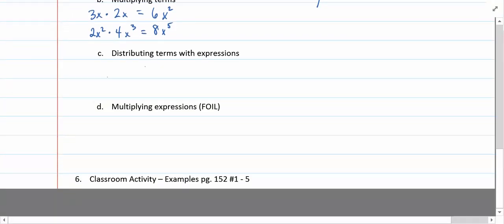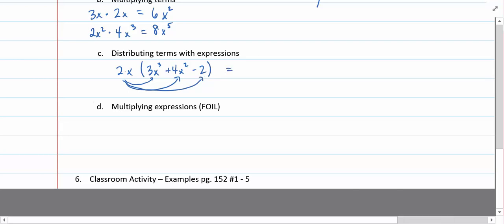We can distribute in case we run into larger problems. So let's say a 2x monomial needs to be multiplied by a trinomial, 3x cubed plus 4x squared minus 2. Well, the distribution property says that this 2x, this coefficient out front here, multiplies by every term on the inside.